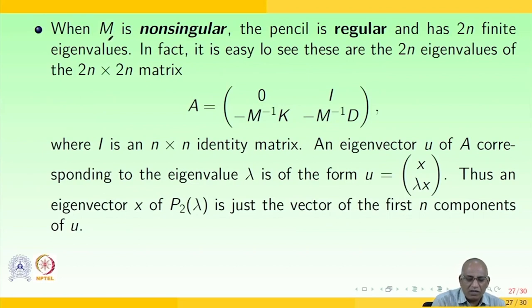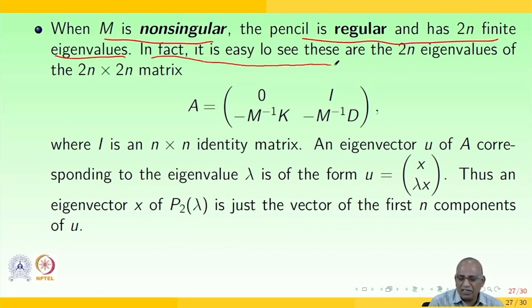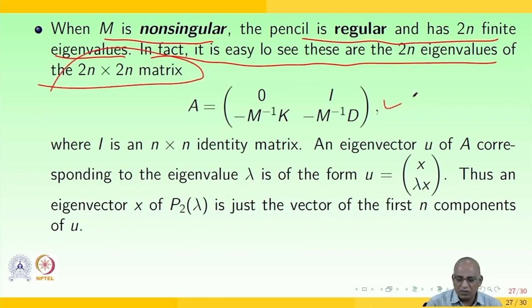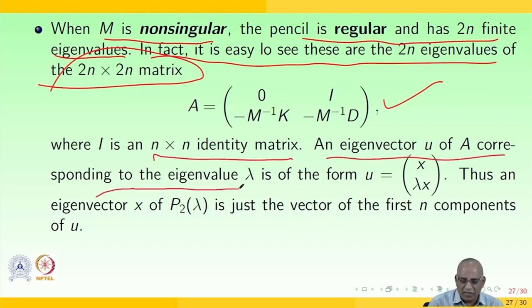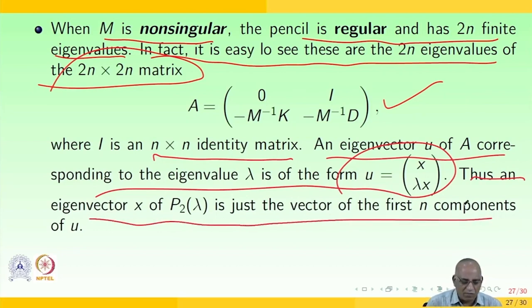When M is non-singular, the pencil is regular and has 2n finite eigenvalues. In fact, it is easy to see these are the 2n eigenvalues of the 2n by 2n matrix A equal to [0, I; minus M inverse K, minus M inverse D], where I is an n by n identity matrix. An eigenvector U of A corresponding to the eigenvalue lambda is of the form U equal to [x; lambda x]. Thus, an eigenvector x of P2(lambda) is just the first n components of U.